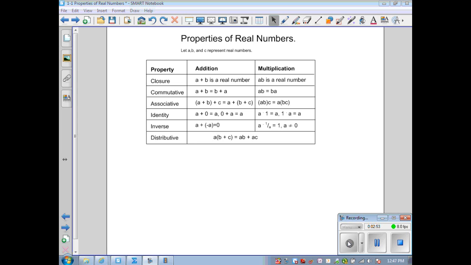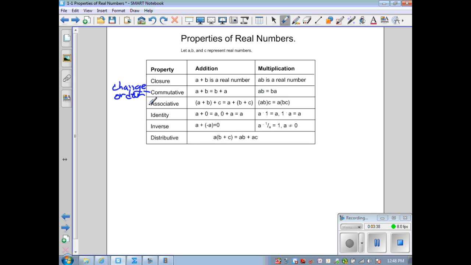On the next slide, we have the properties of real numbers. The first one, closure. A plus B is a real number and A times B is a real number. Therefore, this just tells us when I add or multiply real numbers together, I still am going to stay inside the realm of real numbers. The commutative property means to change order. Anytime you change order in a mathematical sentence, that is the commutative property. Here, A plus B equals B plus A, or A times B equals B times A.